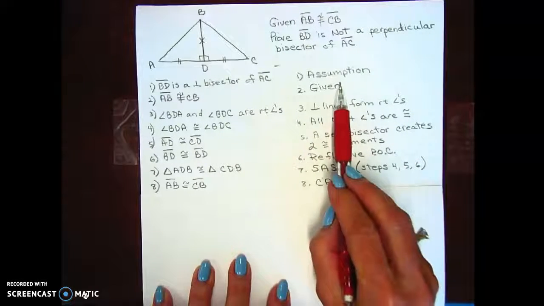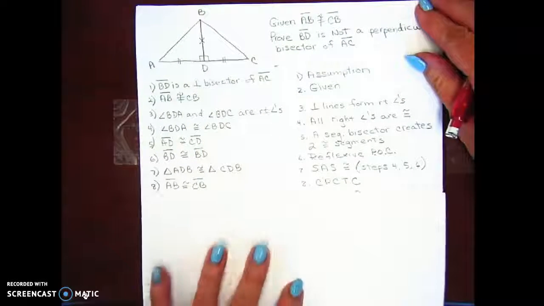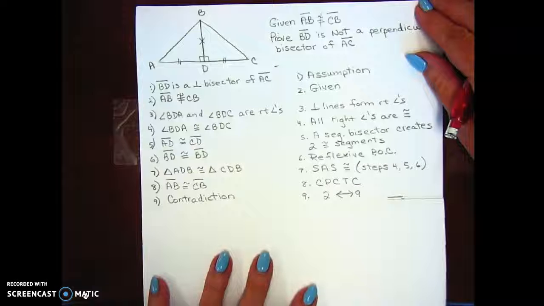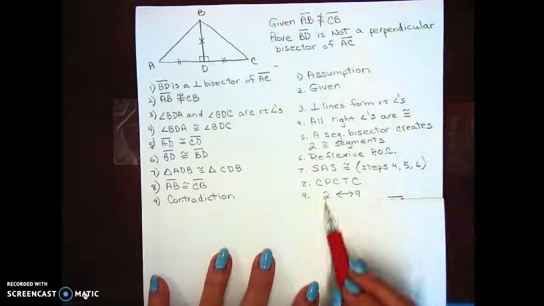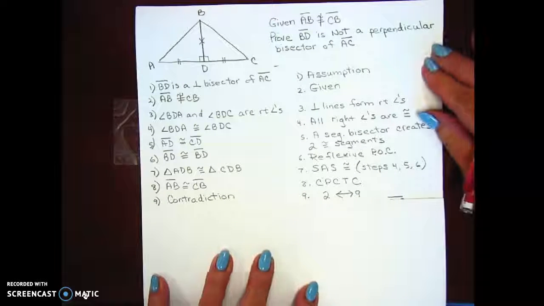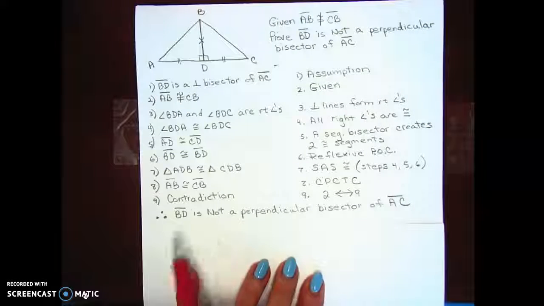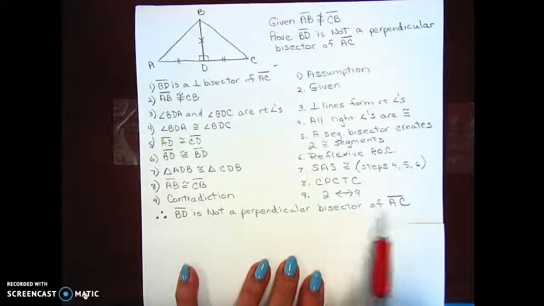But remember, I had a given that AB was not congruent to CB. So I have my contradiction. So statement 9 is a contradiction because 2 conflicts with 9. And then you end it with a therefore statement. Therefore, BD is not a perpendicular bisector of AC.